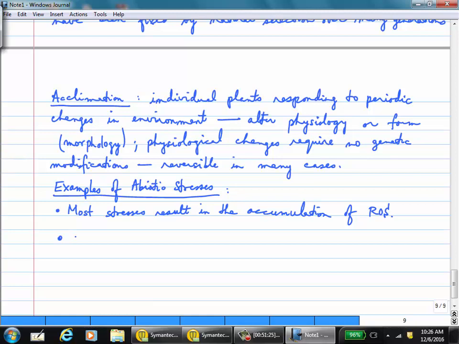So one example of a plant stress is cell dehydration. What is going to happen if you have cell dehydration, not enough water? There's going to be decreased turgor pressure.